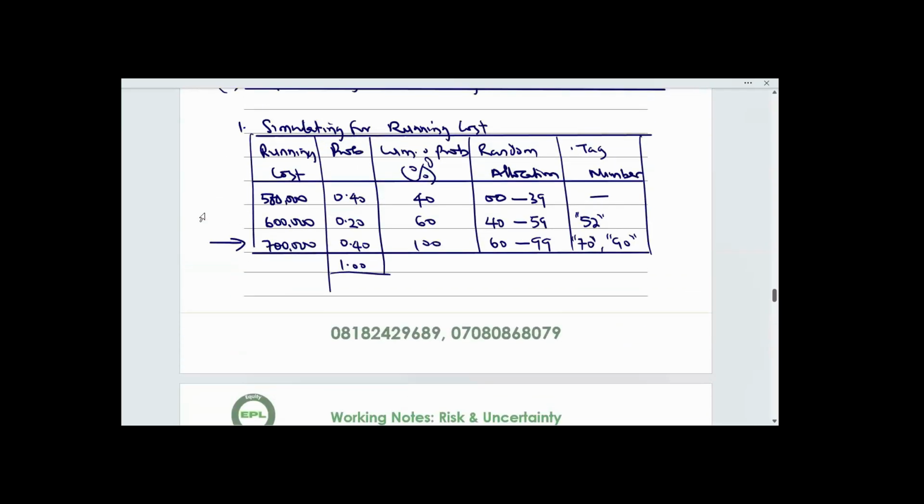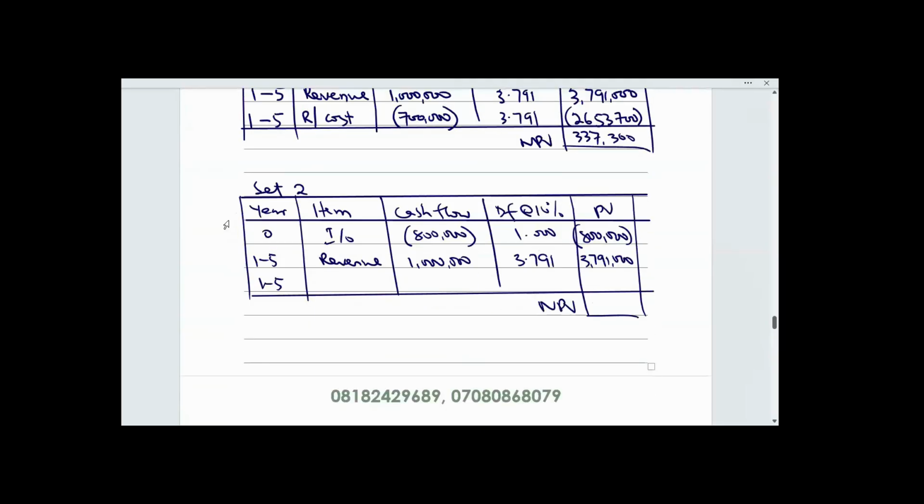52. 52 falls in the second row. Trace it to the left. 600,000 is the running cost. Running costs, 600,000, multiplied by 3.791. So 600,000 multiplied by 3.791 equals 2,274,600.